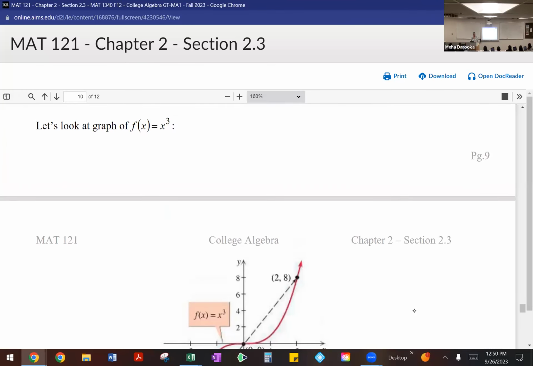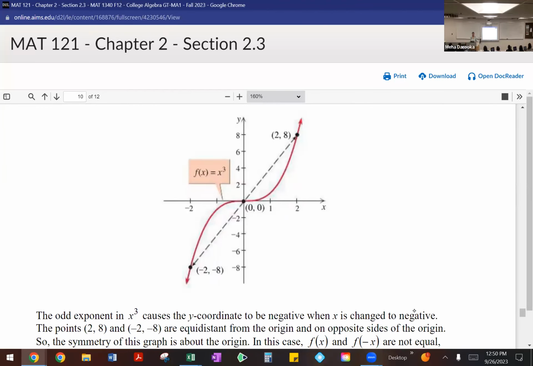Now, if we talk about odd functions like your f of x equals x to the 3rd, you won't be able to do the whole folding thing that we can do with even functions. But with odd functions, we talk about symmetry with respect to the origin. That actually means if you look at the distance from the origin to one of the points on the graph and do the same thing on the opposite side, that distance is going to be the same.